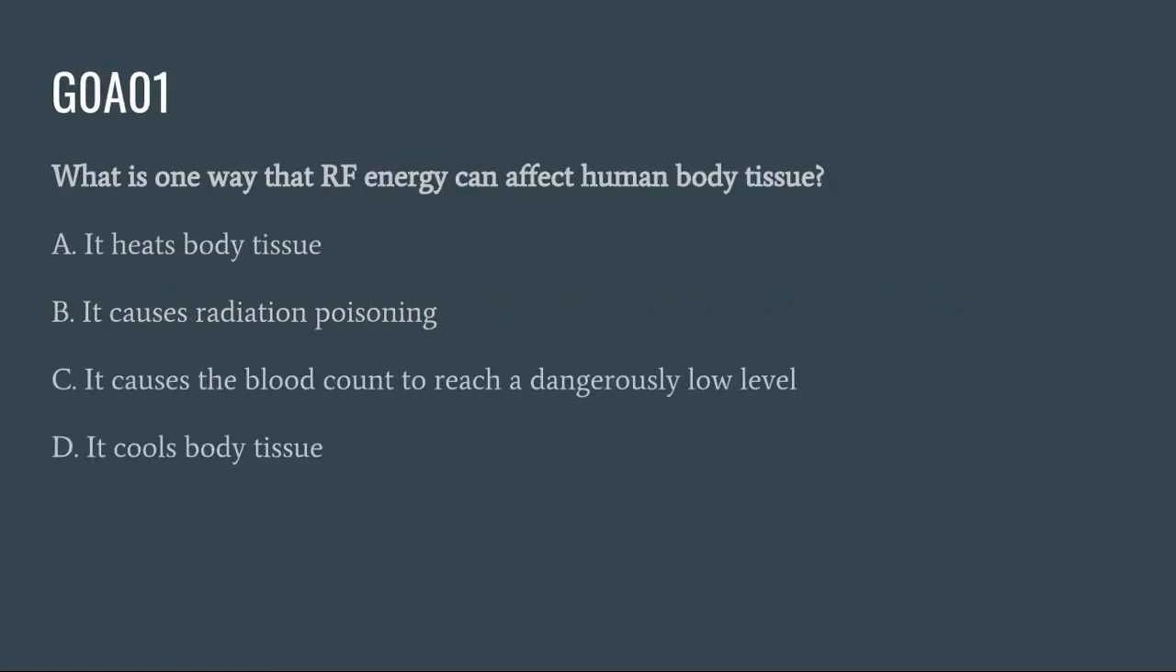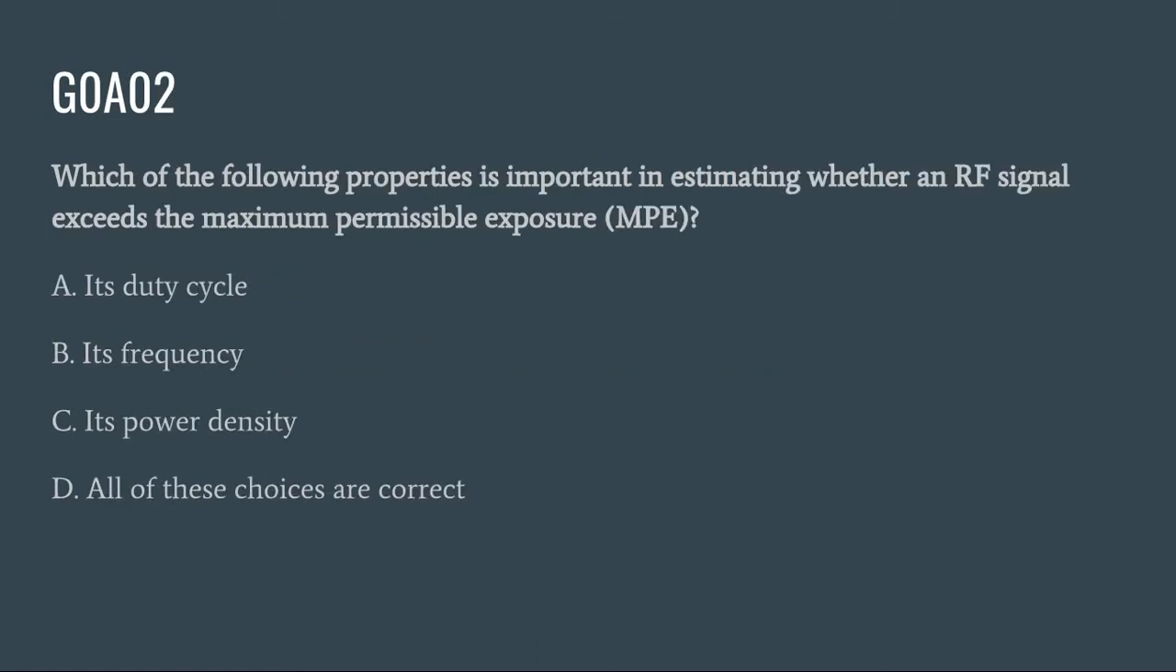G0A01, what is one way that RF energy can affect human body tissue? A, it heats body tissue. B, it causes radiation poisoning. C, it causes the blood count to reach a dangerously low level. D, it cools body tissues. Correct answer is A, it heats body tissues.